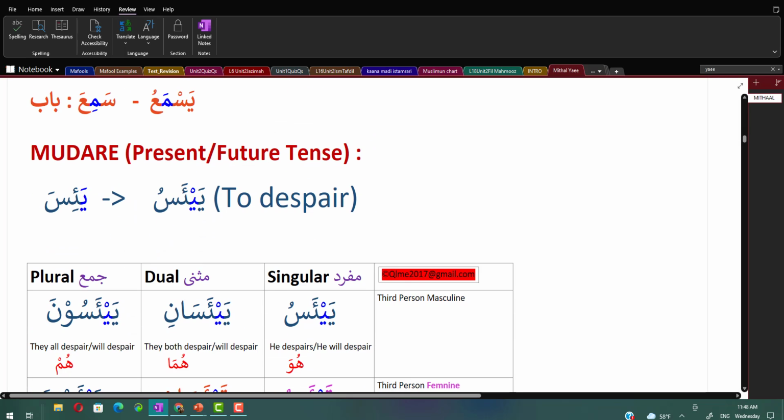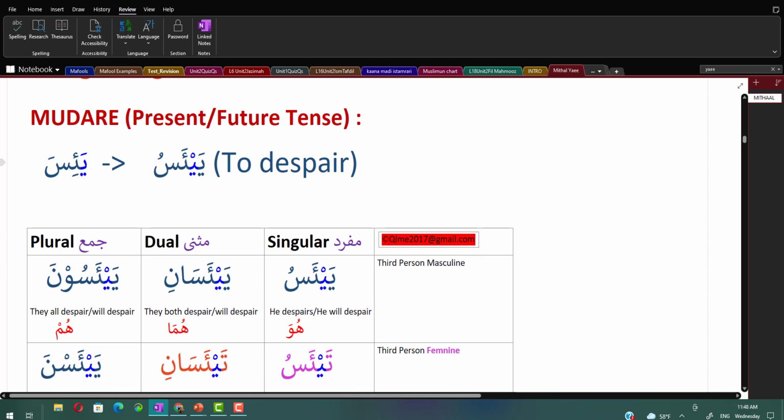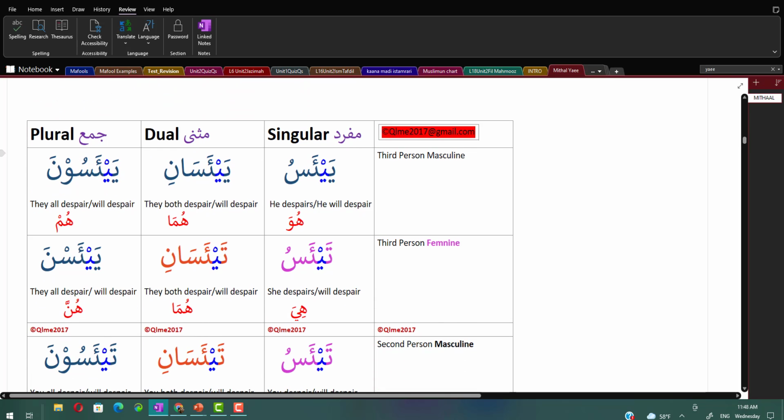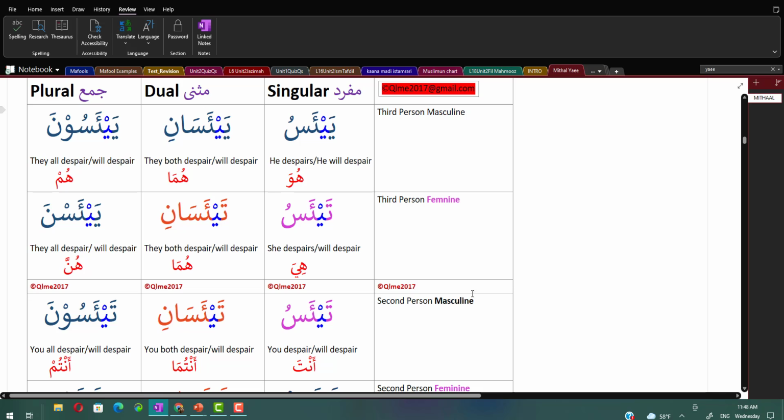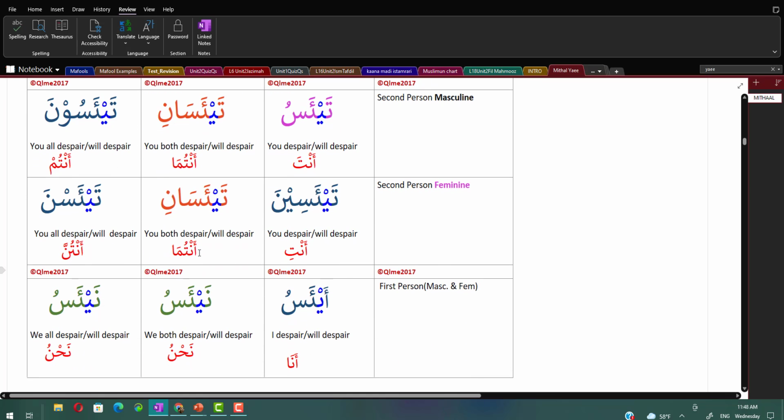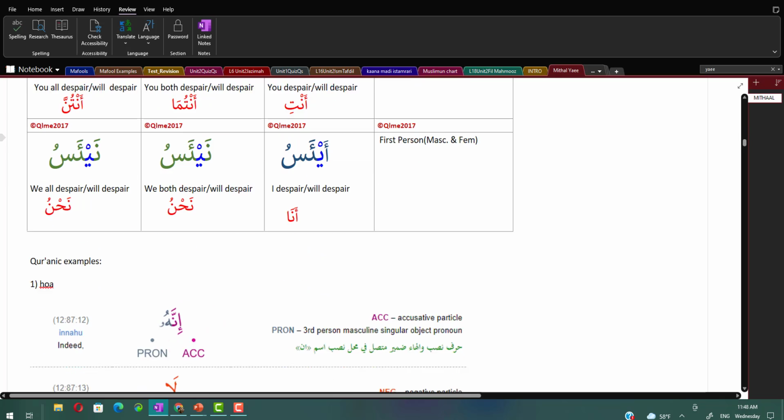Now the mudari: sami'a yasma'u becomes ya'isa yay'asu. Like yasma'u, yasma'ani, yasma'una, tasma'u, tasma'ani, yasma'na. We have yay'asu, yay'asani, yay'asuna: he despairs or he will despair; they both despair or they both will despair; they all despair or they all will despair. Tay'asu, tay'asani, yay'asna. Tay'asu, tay'asani, tay'asuna. Tay'asina, tay'asani, tay'asna. Ay'asu, nay'asu.